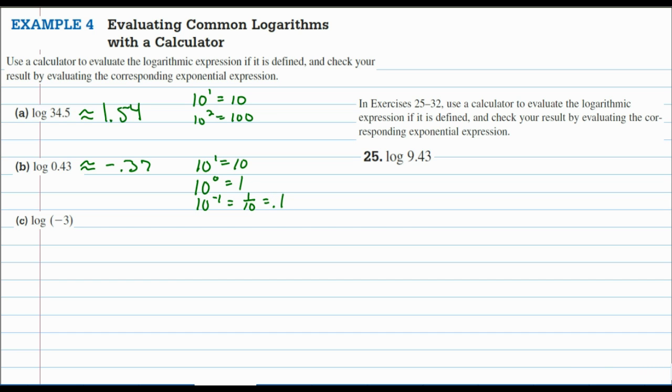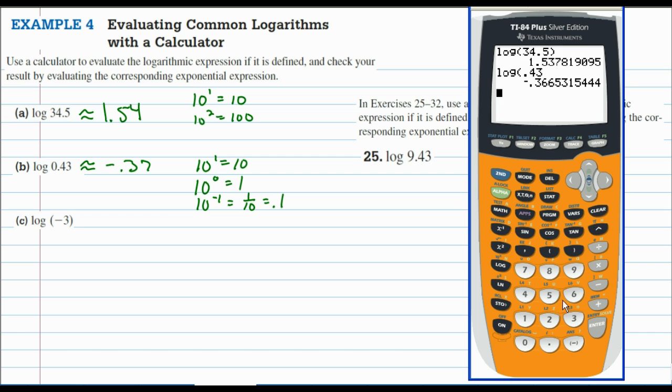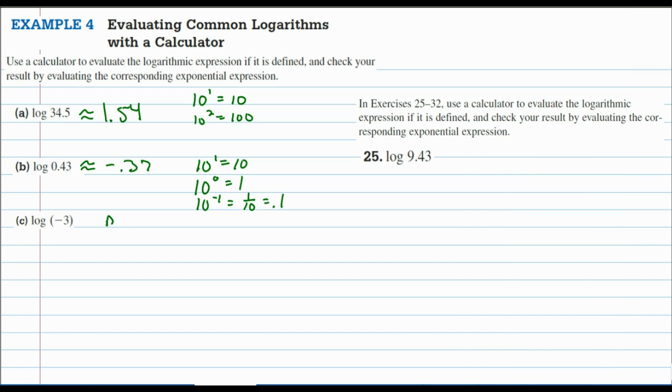Now part C, the log of negative 3. Log negative 3. What? Non-real answer. Yeah, that doesn't like that. Okay, so this is actually undefined.